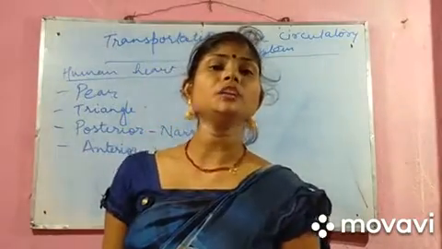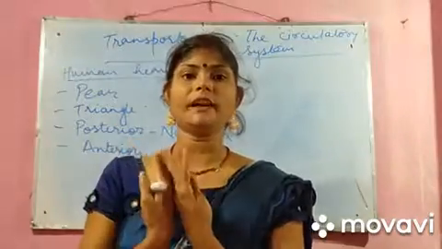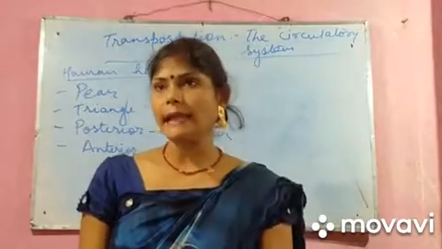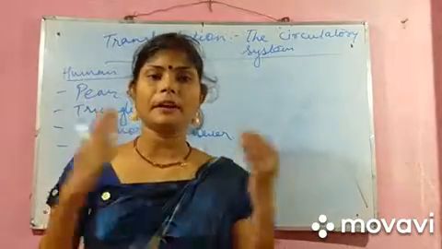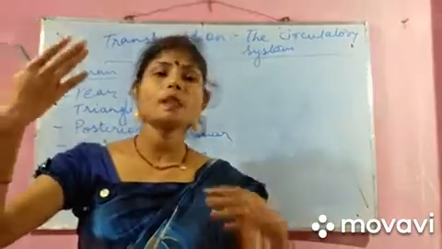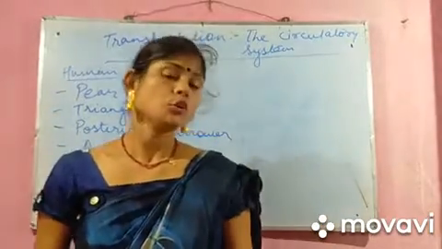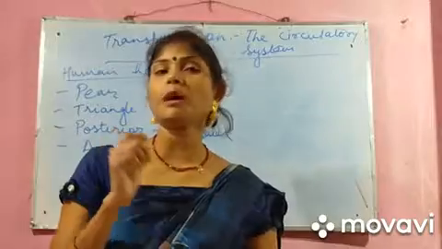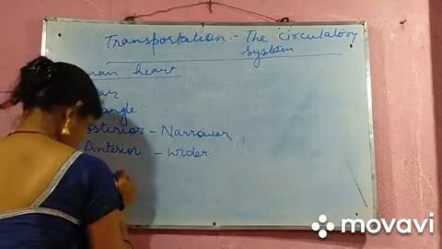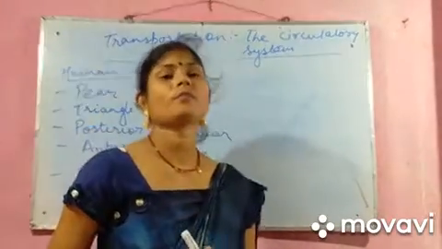Here the heart is divided into 4 chambers. Firstly, the heart is divided into 2 parts, the left part and the right part. After that, again the heart is divided into 4 parts: left auricle, right auricle, left ventricle, right ventricle. So these chambers or parts are called grooves.